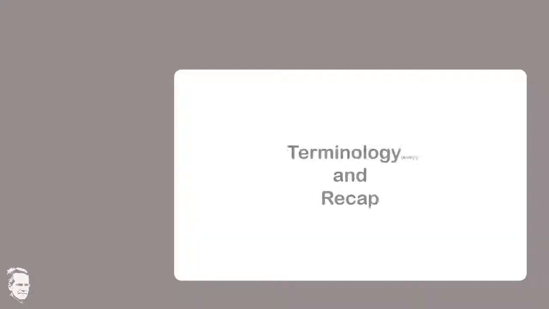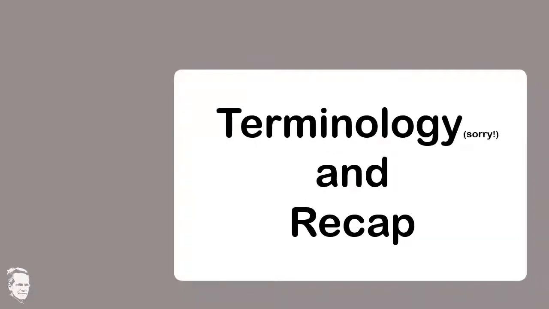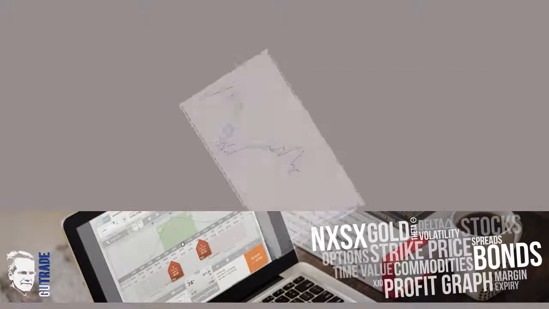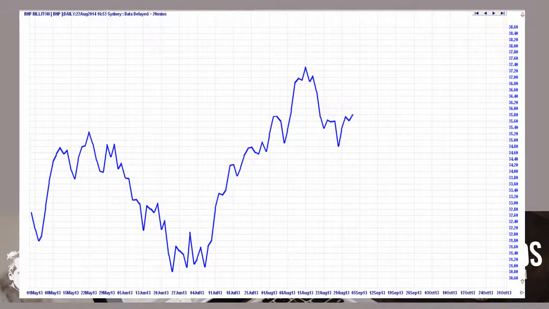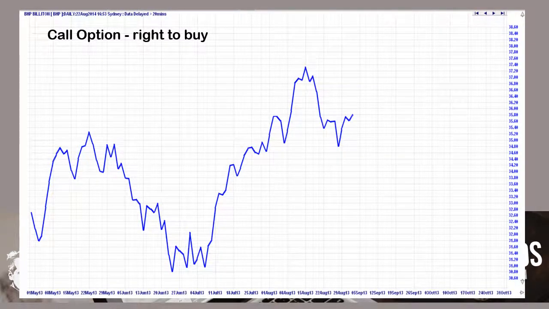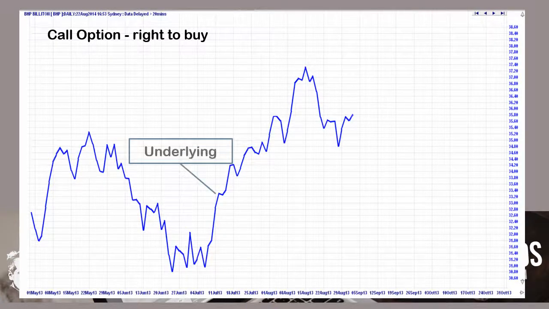Alright, sorry about that. I'll give you some terminology, and let's recap what we have just done. The type of option that we have just discussed is called a call option. It gives you the right to buy an asset. The asset that we are talking about, in this case, the BHP shares, is called the underlying. They underlie the option.